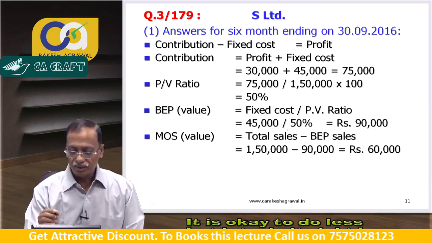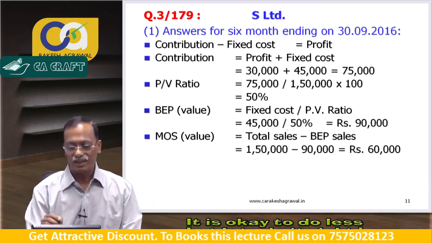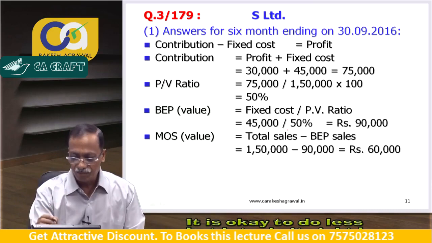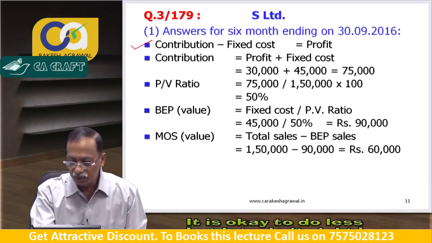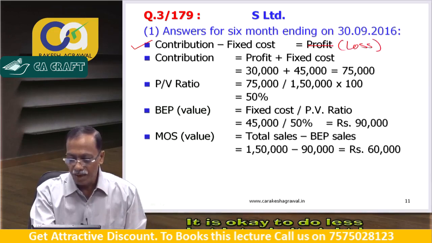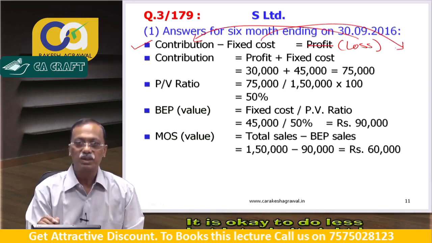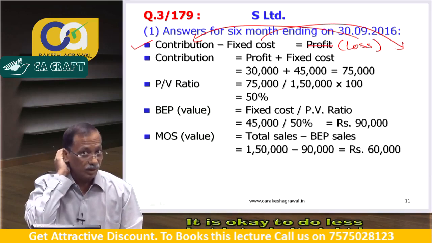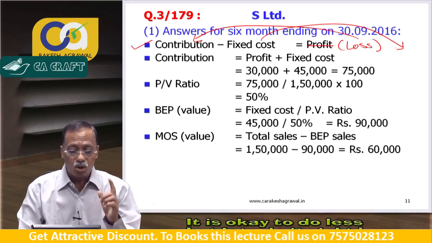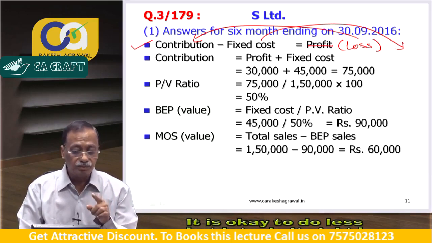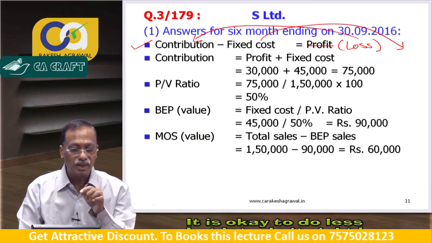Now my dear friends, for second half of the year the loss is expected, right? That is what is given in the question. Now the same formula, contribution minus fixed cost, instead of profit I will make it loss. It will become negative. Now you shift the loss here, so it will become contribution plus loss and fixed cost will get shifted to right hand side. So fixed cost will become positive.